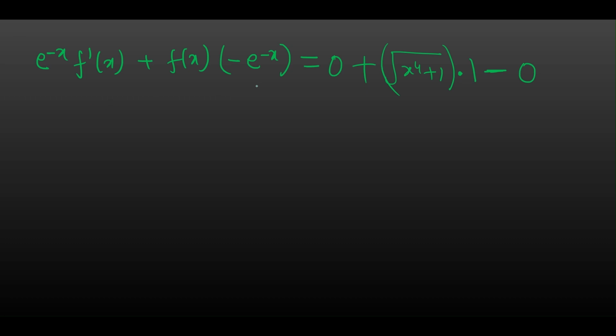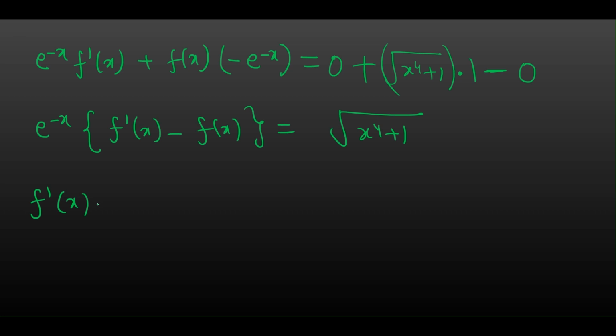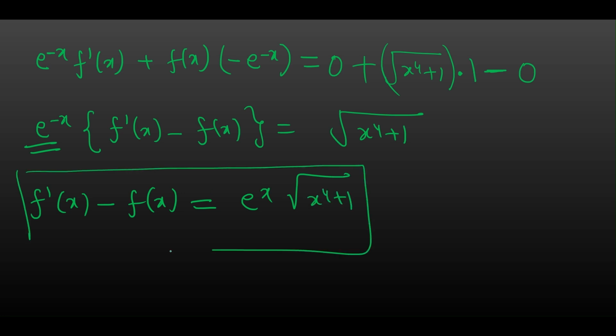Let's try to simplify it a little bit. e^(-x) multiplied by f'(x) minus f(x) equals square root of (x^4 + 1). We can multiply e^x on both sides of the equation, and this is what we are getting. So we have this equation in terms of the derivative of f and the function f.